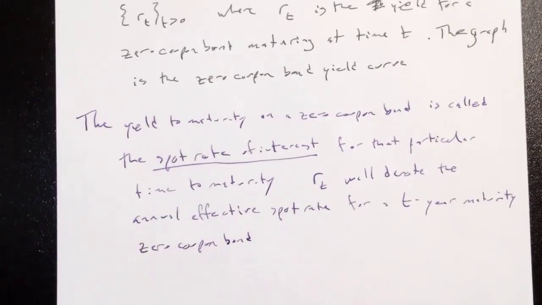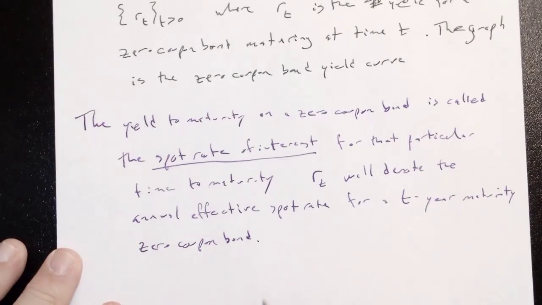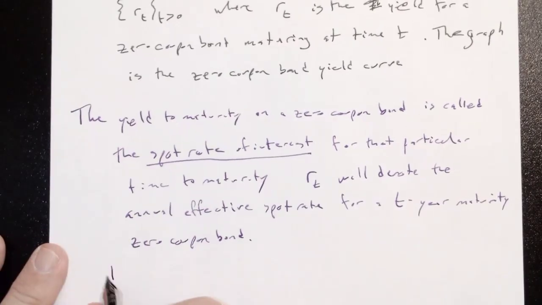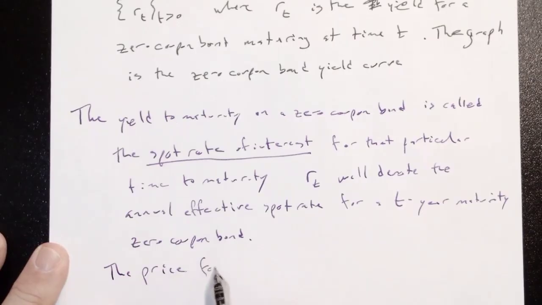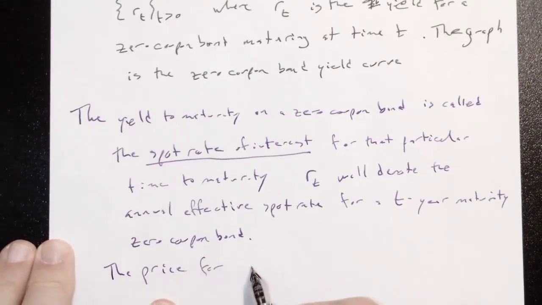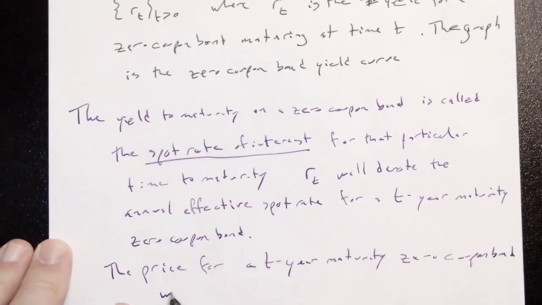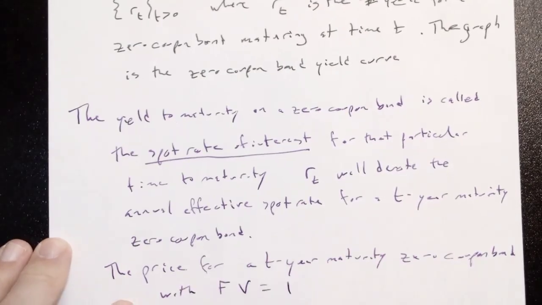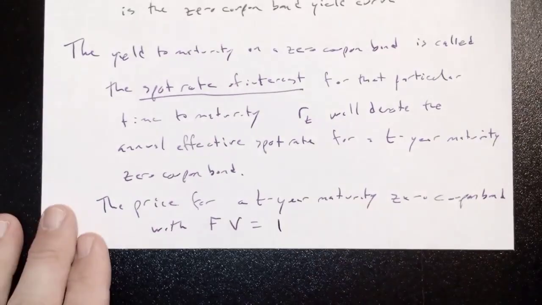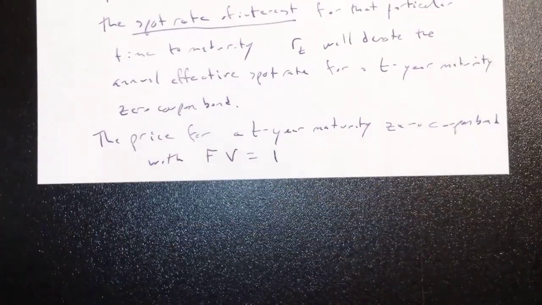So how do I get the price for such a zero coupon bond? Price for a T-year maturity zero coupon bond. Let's make our lives easy. With a future value of 1, you will owe me 1 in T years.